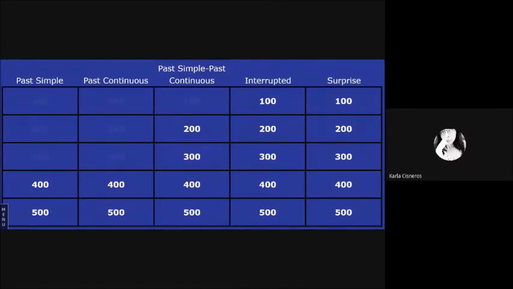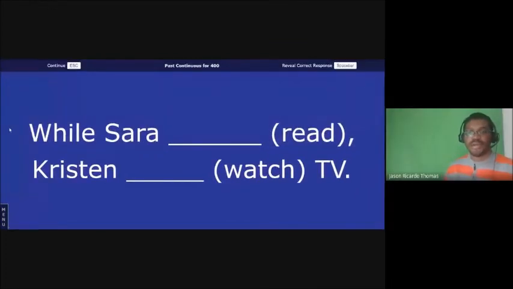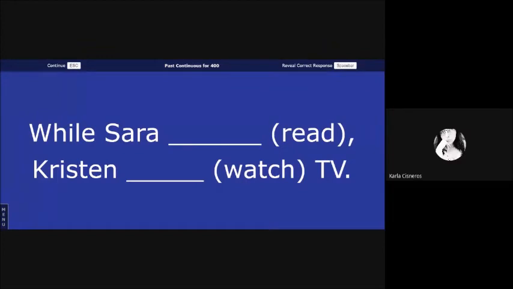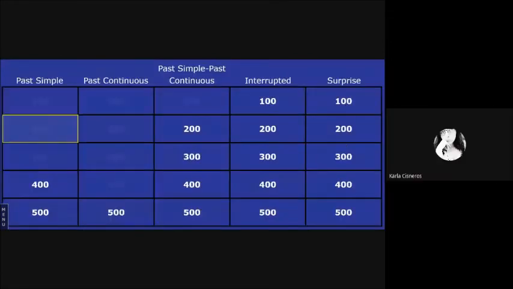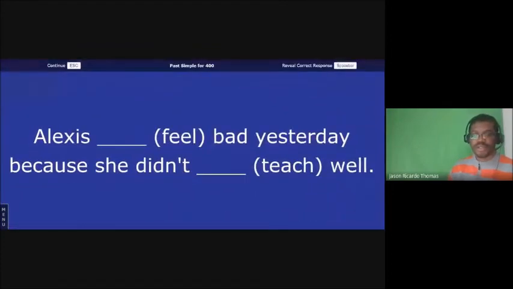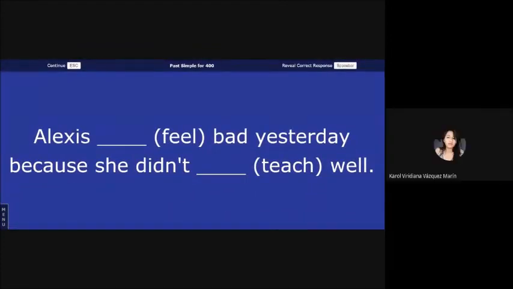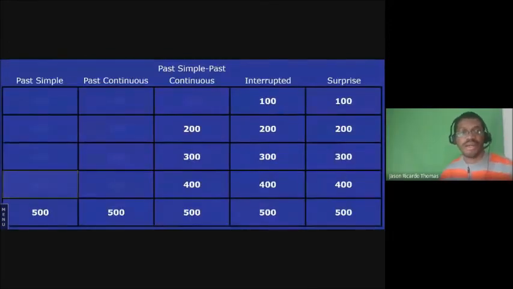400 past continuous. All right, get your practice in. Don't forget your verb to be, then your ing. I said I was reading. Reading. Kristen was reading. Kristen was watching TV. Exactly. All right. Past simple for 400. Go. Alexis felt bad yesterday because she didn't teach well. All right, let's keep it going.